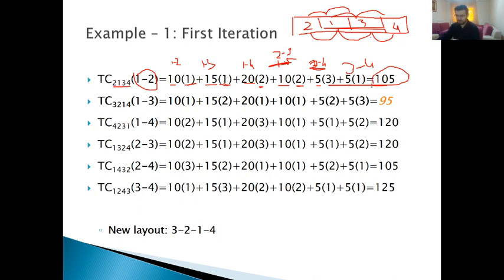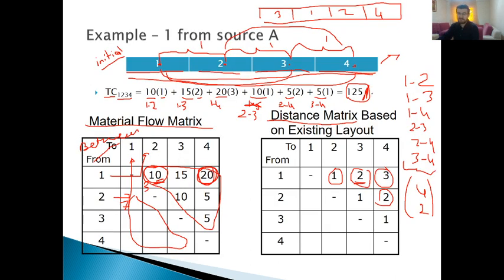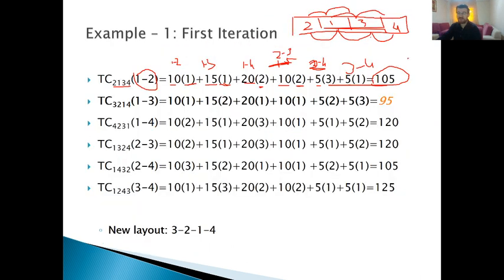Is it better than before? Yes, it is. It was 125 before. Now it is 105. But am I gonna stop? Am I gonna say that this is the best I can get? No. As I told you before, we will do every possible exchange. The other exchanges are: swap, exchange the locations of 1 and 3. Using which layout? Using the initial layout.